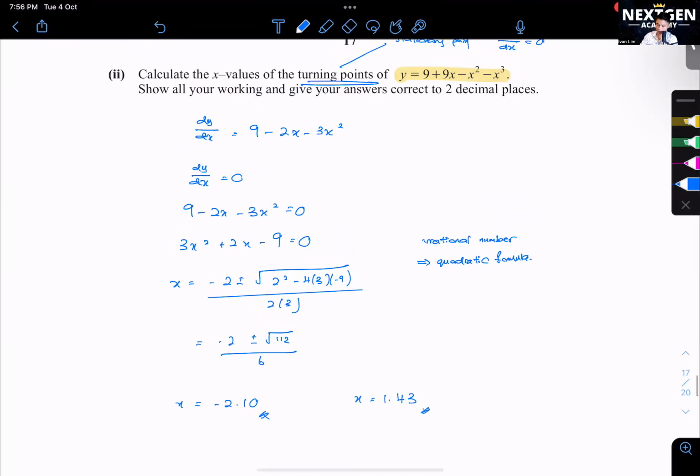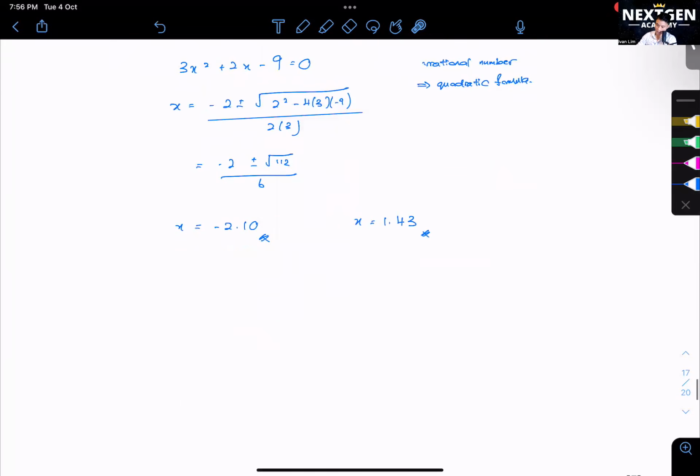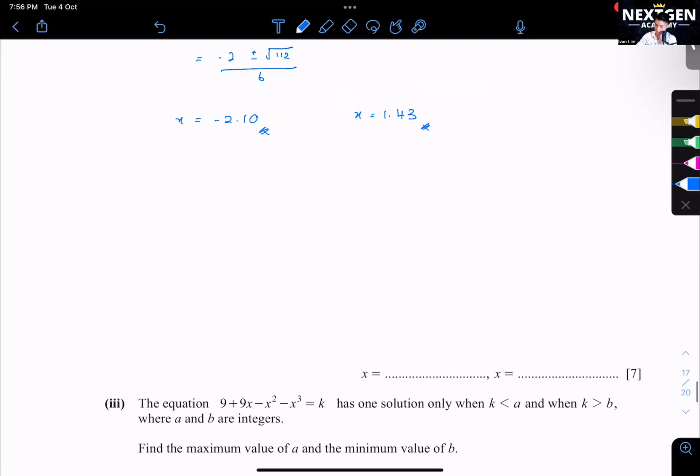Okay, they are asking us to find the x value only, right? So you don't have to find the y coordinate for this. So negative 2.1, and then 1.43.